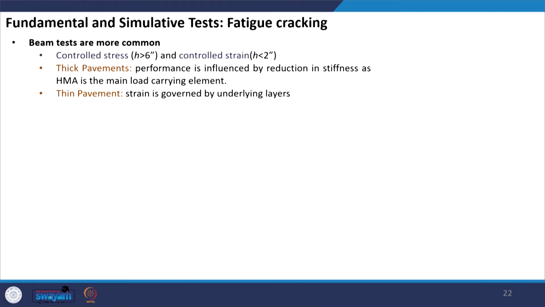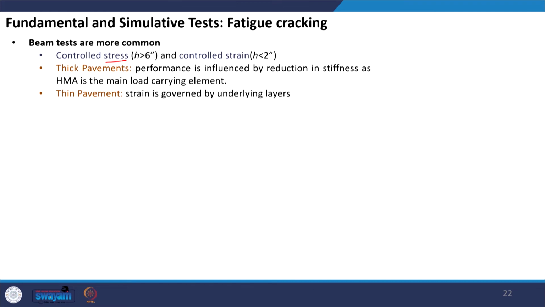We have already seen the 4-point beam bending test just a few slides before. This test can be conducted in stress controlled mode. What do we mean by stress controlled mode? That we are fixing the level of stress at which I am giving the loading, and I will be recording the strain, or calculating the strain incurred in the extreme fibers of the sample.